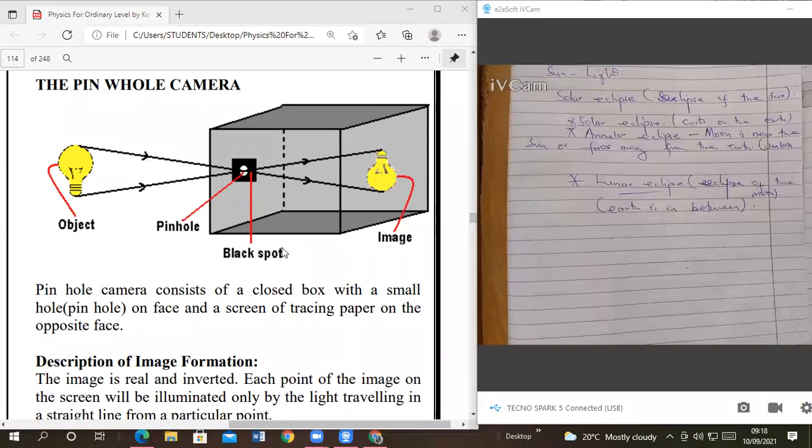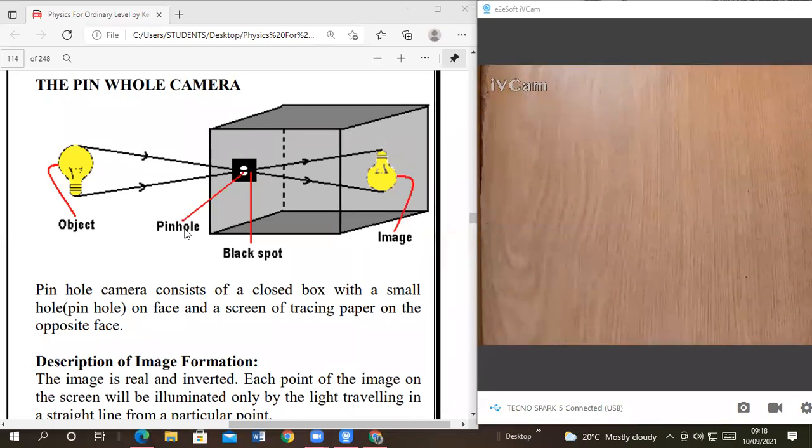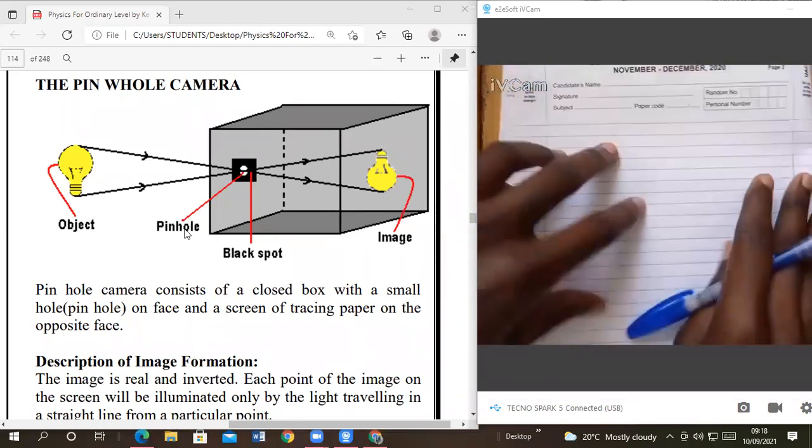Okay, now let's look at the pinhole camera. Pinhole camera, subheading. Pinhole camera.